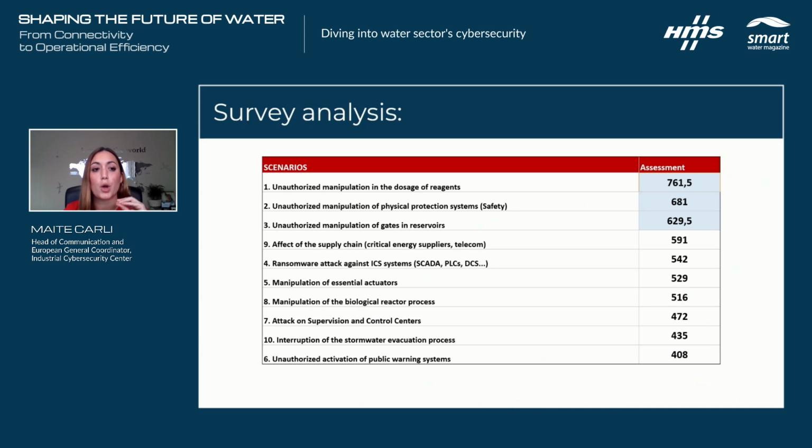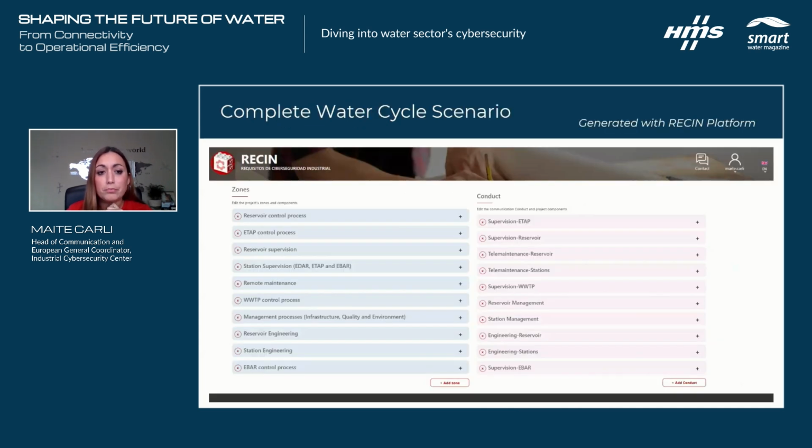So based on that, we chose the first one to simulate this scenario based on the outcome. And we use a platform. This water cycle scenario was generated by RECIN, the name of the platform that CCI developed with a group of experts. We are lucky enough to have a global ecosystem in which many experts in cybersecurity get together and conduct these kinds of projects. In this case, the platform, RECIN, is designed to generate projects of automation and digitalization.